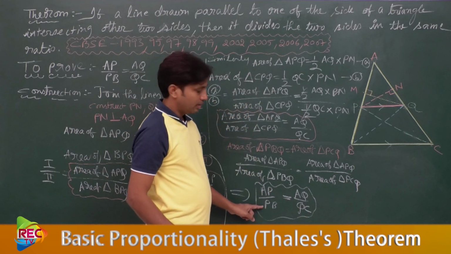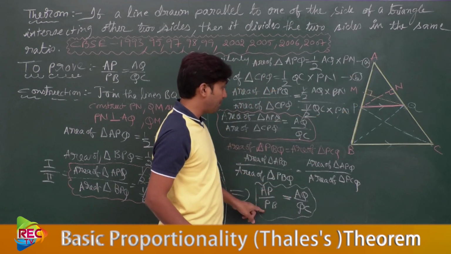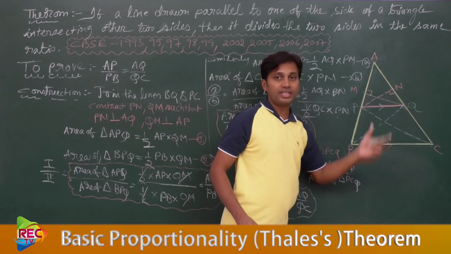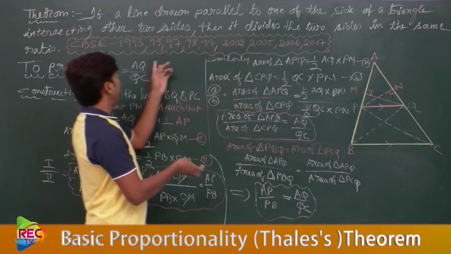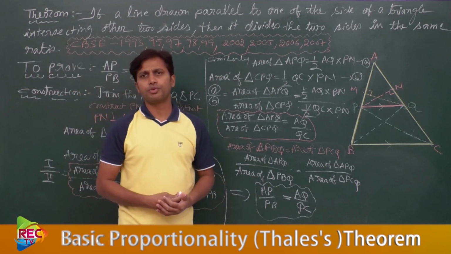Observe in the diagram. We obtained that AP by PB equal to what? AQ by QC. Got it? So now we obtained our required condition. So this is how we need to prove.